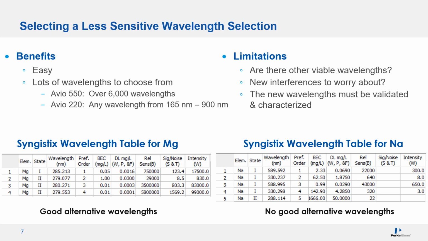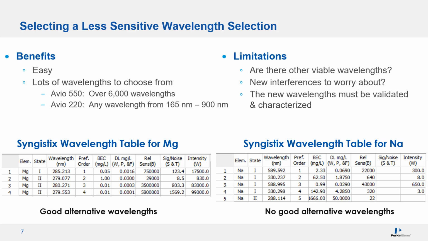However, by selecting alternate wavelengths, there are limitations. For example, there's not always other viable wavelengths. If we look at the wavelength table for sodium, for example, the preferred wavelength is at 589 nanometers. If we want to reduce the sensitivity, we could go down to sodium at 330 nanometers. And you see this reduces the intensity quite a bit. But also look at the BEC. The BEC increases quite a bit also. So even though we're going to less intensity, we could have a more noisy baseline, which could cause problems. So there's not always other good wavelengths to use.